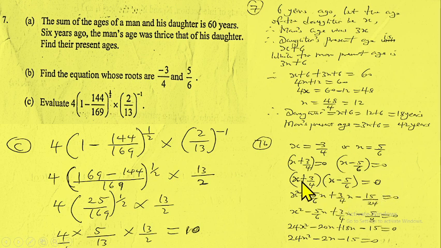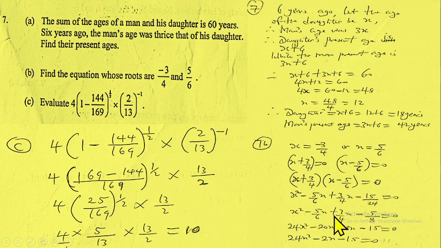Then you can open the bracket. x times x will give us x squared. x times minus 5 over 6 will give us minus 5 over 6 x. Then 3 over 4 times x will give us plus 3 over 4 x. 3 over 4 times minus 5 over 6 will give us minus 15 over 24 equals 0. From there, 3 can go in 15, 3 can go in 24, and that should give us minus 5 over 8 equals 0 here.